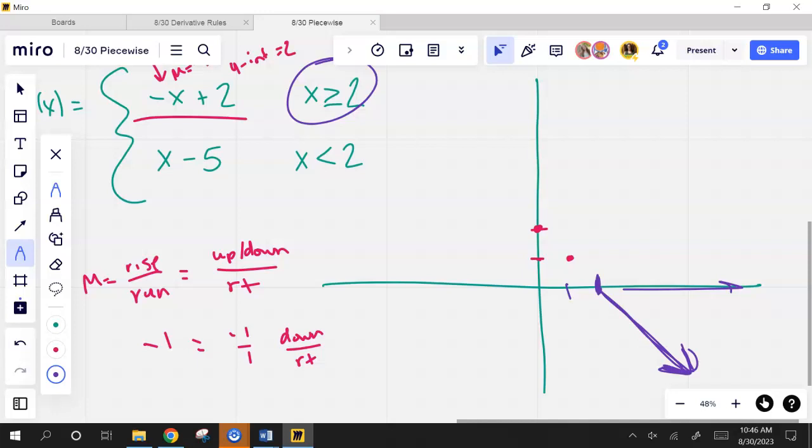Okay, so I erase that because this is when x is smaller than 2. X has got to be bigger than 2. So here is 2. X gets bigger this way, so this is the piece of graph that stays.